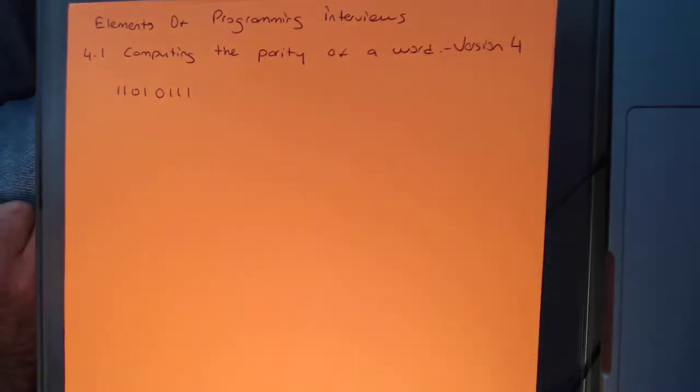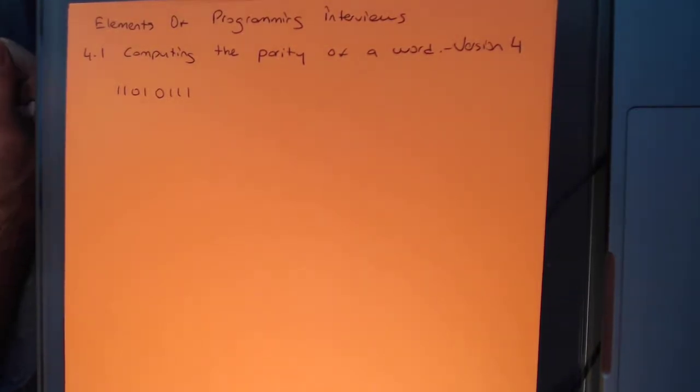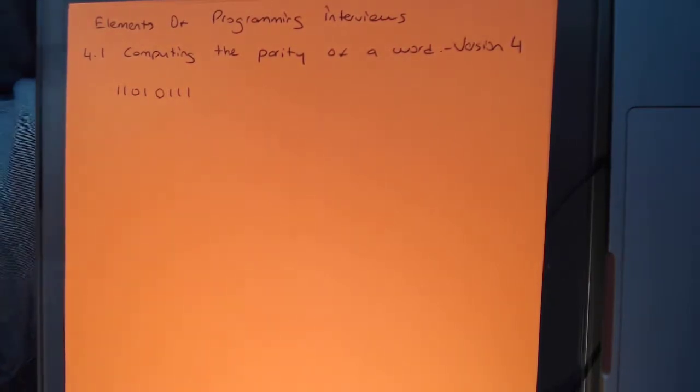Elements of Programming Interviews, computing the parity over a word, version 4. There are two major ways to improve the performance of bitwise, bit-fiddling operations. One of which is using a cache. In the previous version, we used an array-based cache to look up pre-computed parity values. Another approach is to process multiple bits at a time to improve the performance of a bitwise operation.